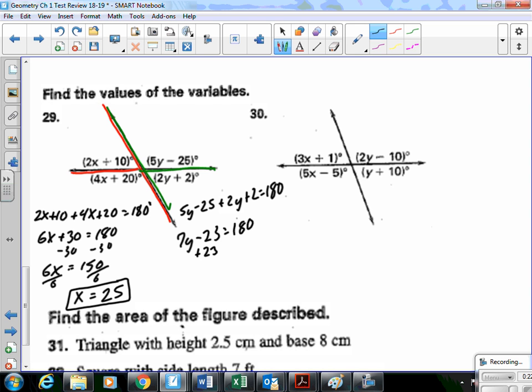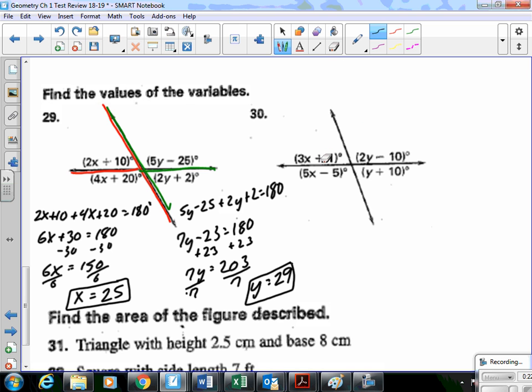Add 23 to both sides. We get 7y equals 203. And divide by the 7 on both sides. That's going to give us y is equal to 29. All right, next example 30.